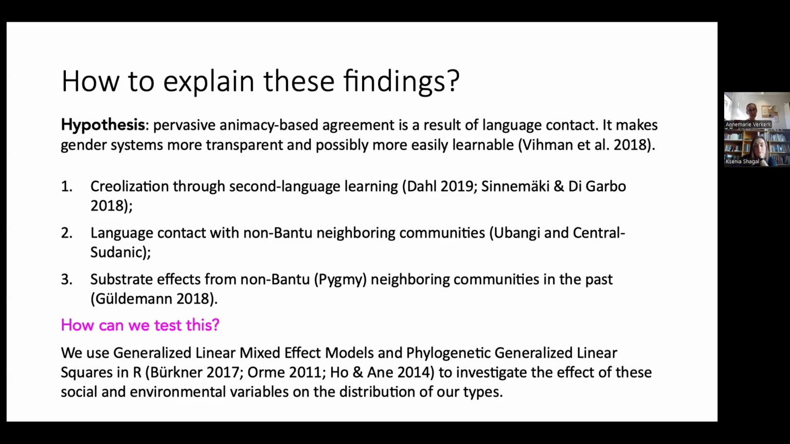As we saw on the map, we have language contact with Ubangi and Central Sudanic language speaking communities, languages which do not have Bantu-like gender systems, which could be a factor in explaining this animacy-based agreement. And then another thing that we wanted to investigate is this idea that there could be substrate effects from non-Bantu neighboring communities in the past.